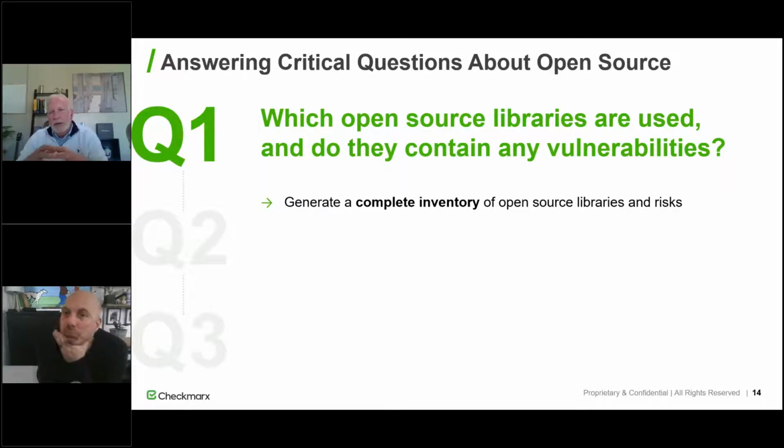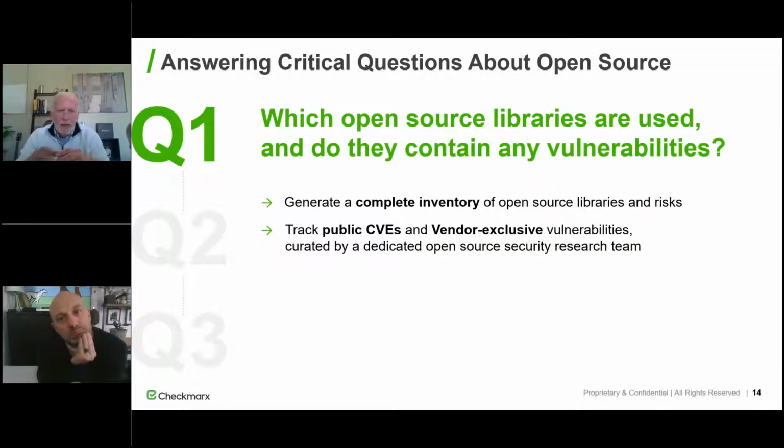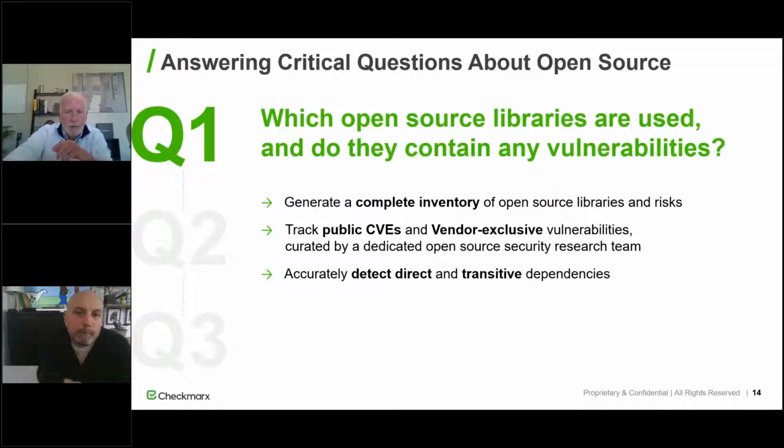Well, you have to generate a complete inventory of the open source libraries and the associated risks inside of your code base. And also track public CVEs and vendor exclusive vulnerabilities, especially ones that are curated by a dedicated open source security research team. Some of the vendors out there today, not all of them, have really excellent security research teams that are focusing on these open source vulnerabilities and the risks that are associated with them. And also being able to accurately detect the direct and transitive dependencies, the dependencies of dependencies, right? And do I understand what risks are involved there as well?